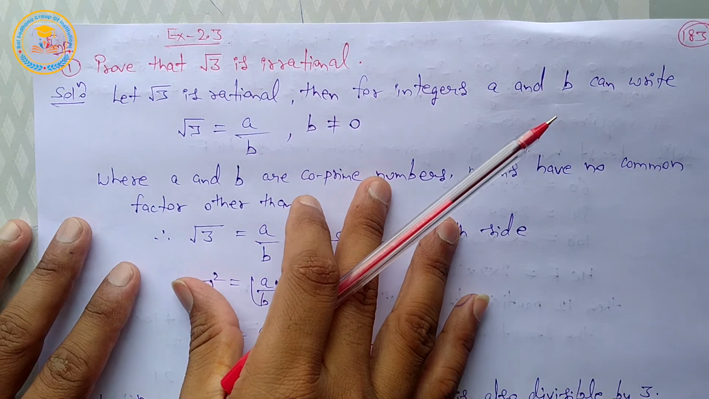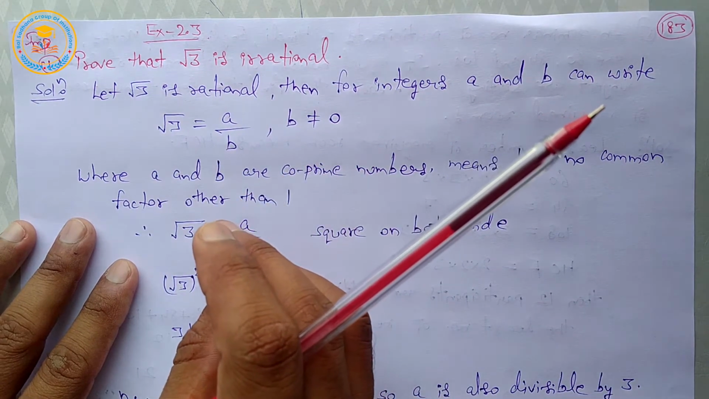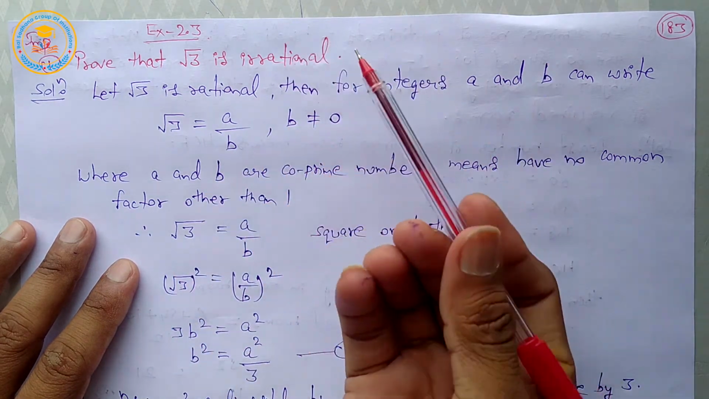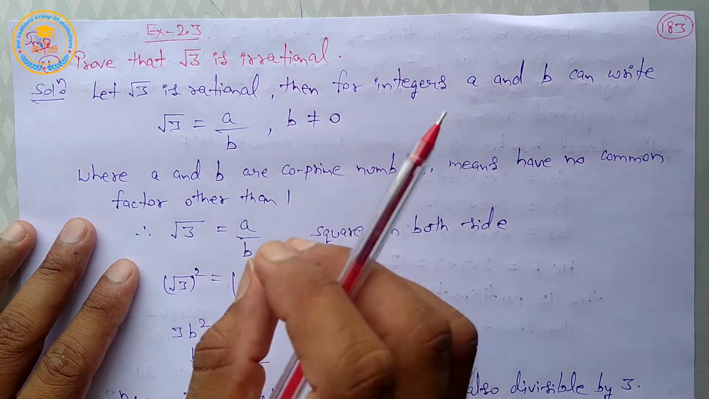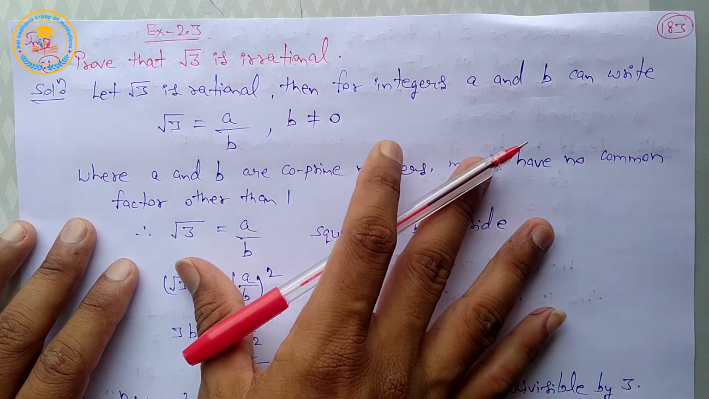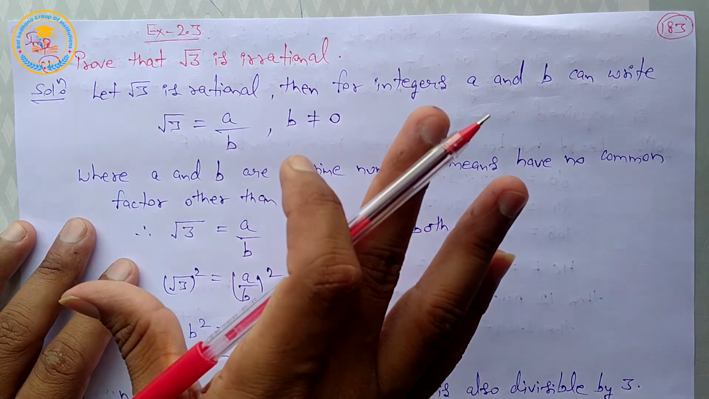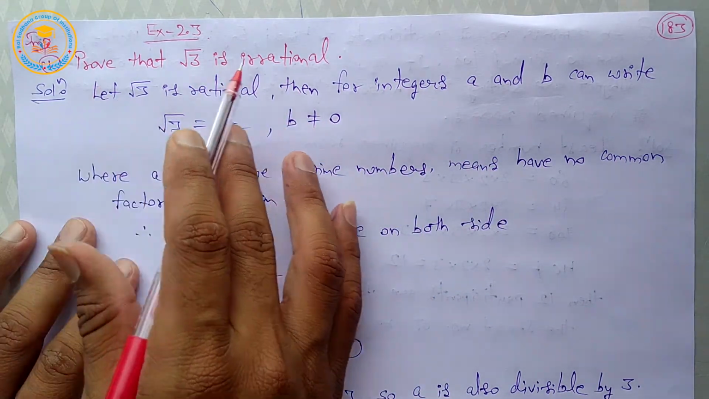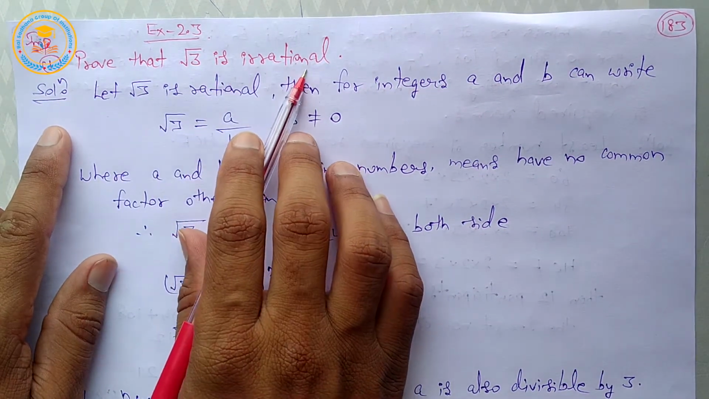Exercise 2.3. In Exercise 2.3, 3 examples are given: prove root 2 is irrational, root 3 is irrational, root 5 is irrational. All examples are important and all are similar. We discuss: prove that root 3 is irrational. Important question.